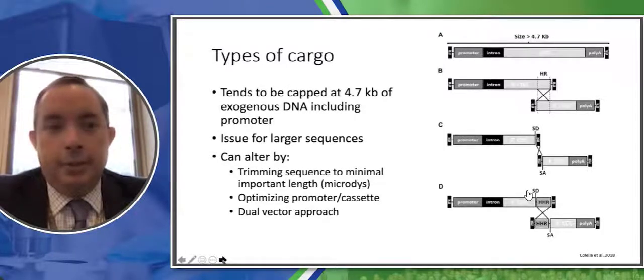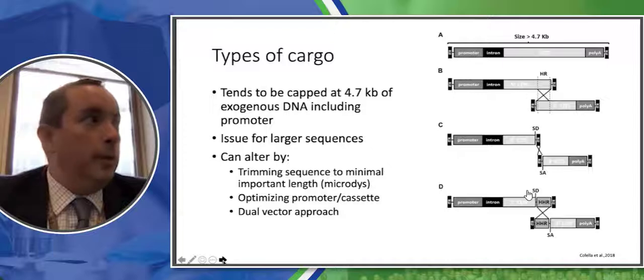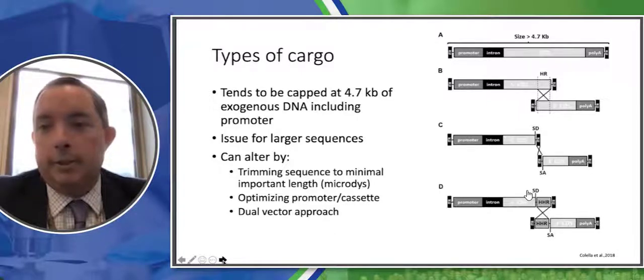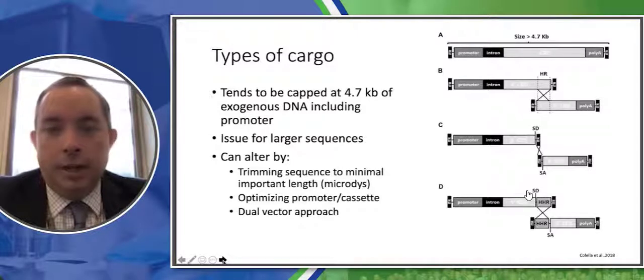All right, so here we talk about the types of Carvers. As it stands right now, it tends to be capped at 4.7 kilobases of exogenous DNA. And this is a big deal in limb-girdle. I think for smaller genes like the sarcoglycans, it's not a problem. You can fit the entire gene in there. Even for Fkrp, you can fit the entire gene in there.